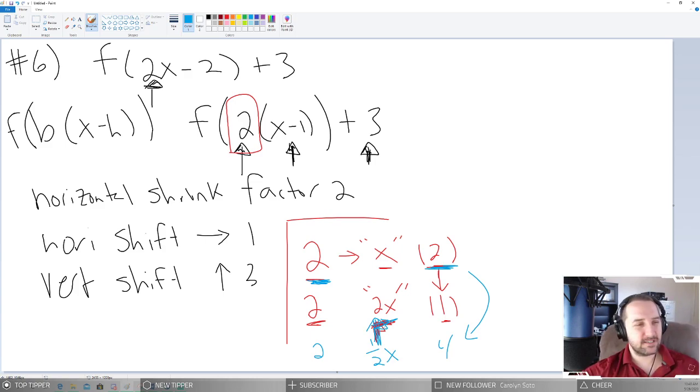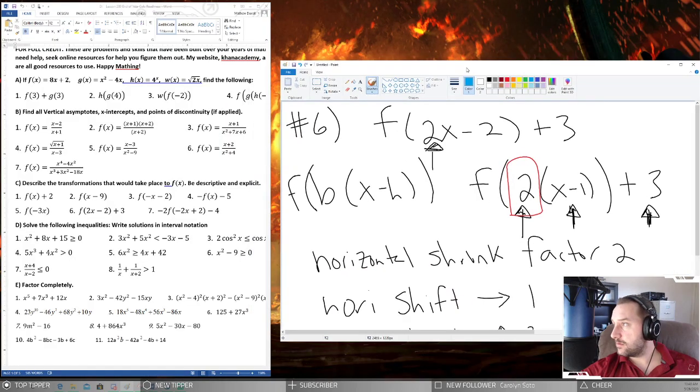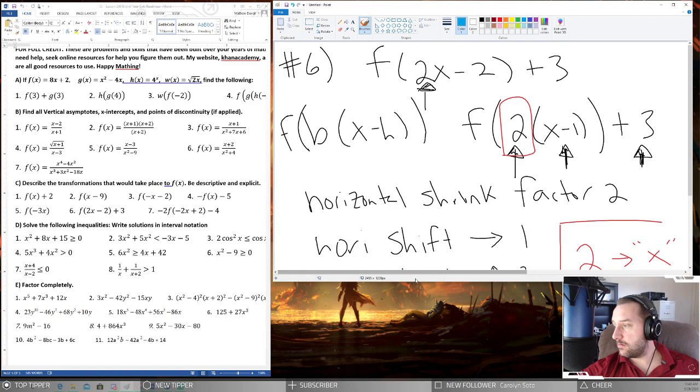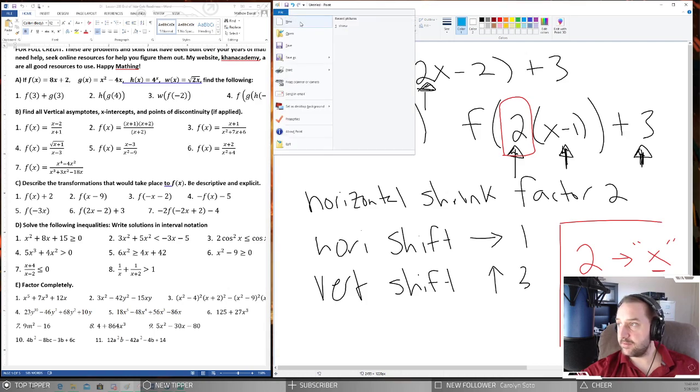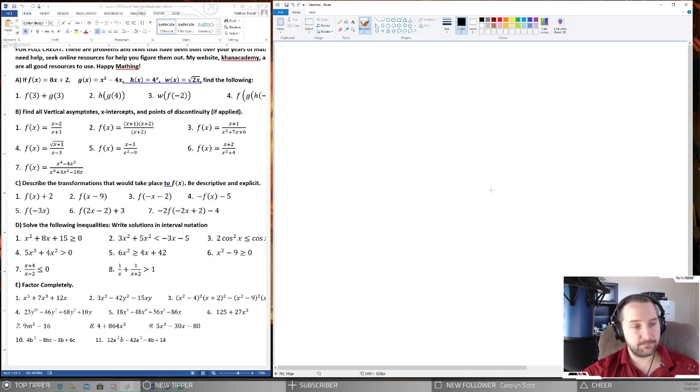Any questions on number 6? Is there any of these that you would like me to go over for you to check? Probably number 7. I'll go over number 7 so you guys can maybe check it. I'll pause here for a second. I want you guys to look at number 7, at least in your head, and we'll get to that.